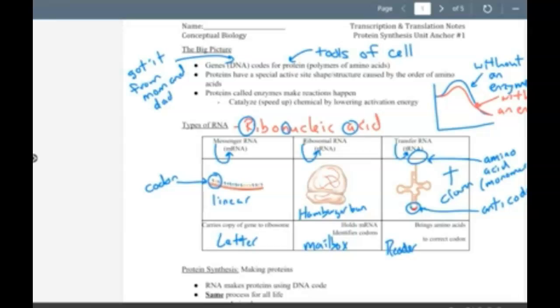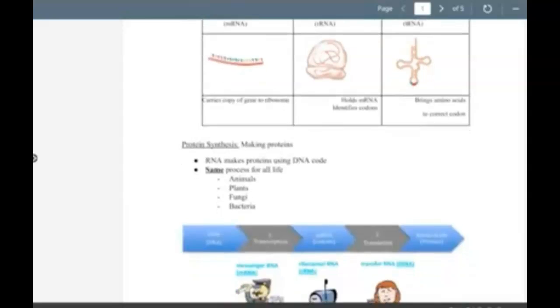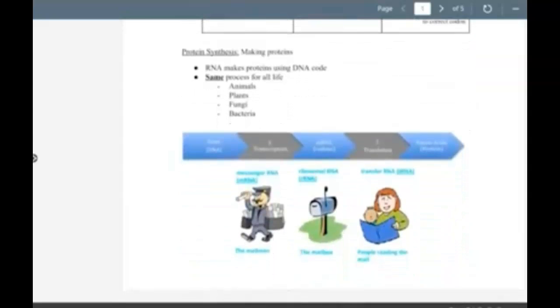All right. Here we go. Is there anything we need to write down for this? Let's take a look. Protein synthesis, making proteins. Think of this as like a workflow or a flow chart, okay? We begin here. Let's write begin on this side. We start with the DNA that we got from mom and dad, right? And that DNA is going to get copied into a messenger RNA.